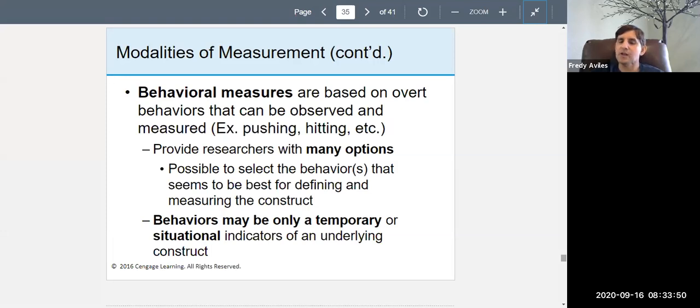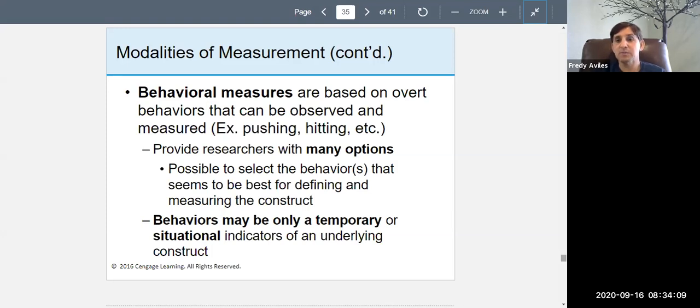So if you're interested in aggressive behavior, or aggression, that's a construct, okay? Well, what behavior counts as aggressive behavior? So you look for that, maybe shoving, hitting, whatever it is. You can have many options to select things that count as aggressive behavior.